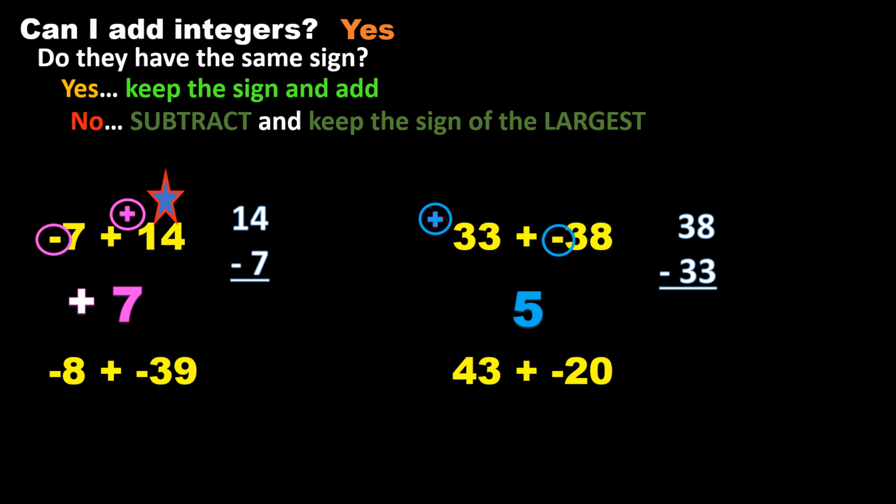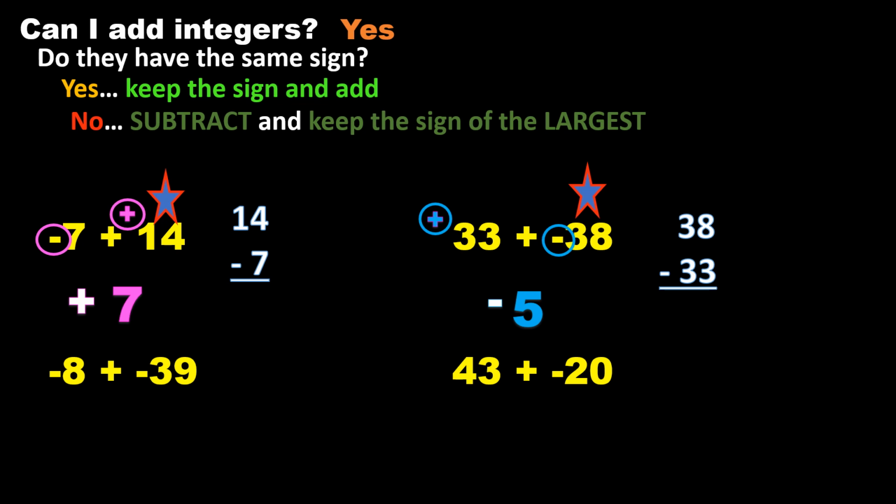But here's where I have to look at my signs. When I look at my signs and I notice I've got a positive and a negative, I have to look at the numbers themselves, not the values, and ask which one's bigger. Well, 38 is bigger than 33. Since 38 is bigger, then I know my answer has to be in the form of negative 5. So I keep the sign of the largest number. Not the greatest value, but the largest number.